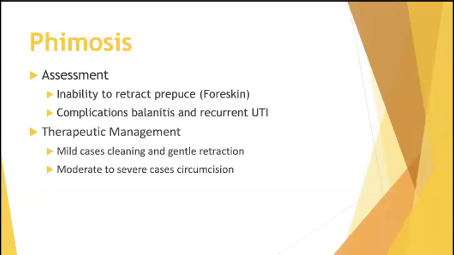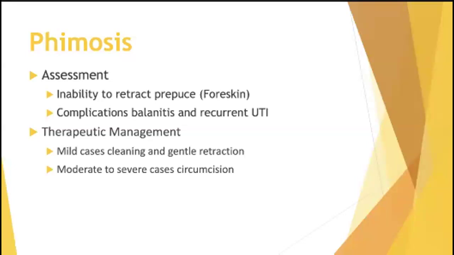Phimosis. So this is tightness or constriction of the foreskin around the head of the penis. If we retract the foreskin and it stays retracted too long, it can become tight and constricted, almost difficult or impossible to put back to its original location. It happens very commonly in children and babies.